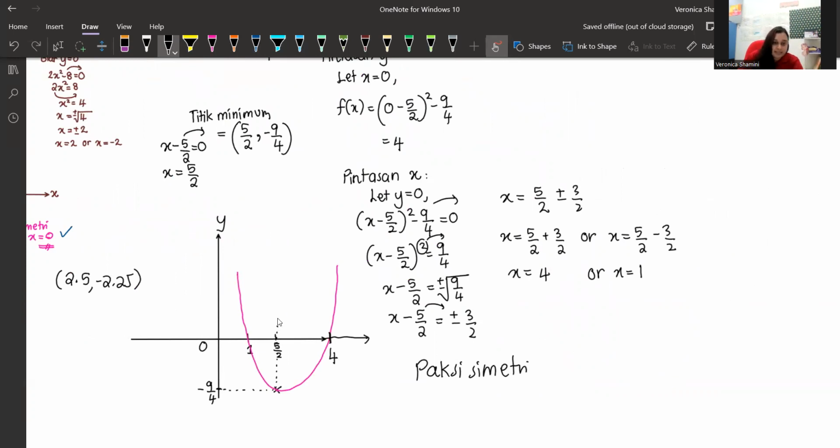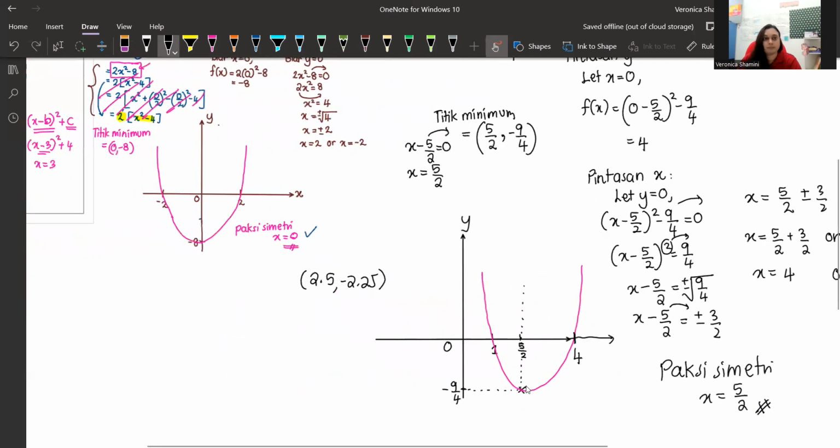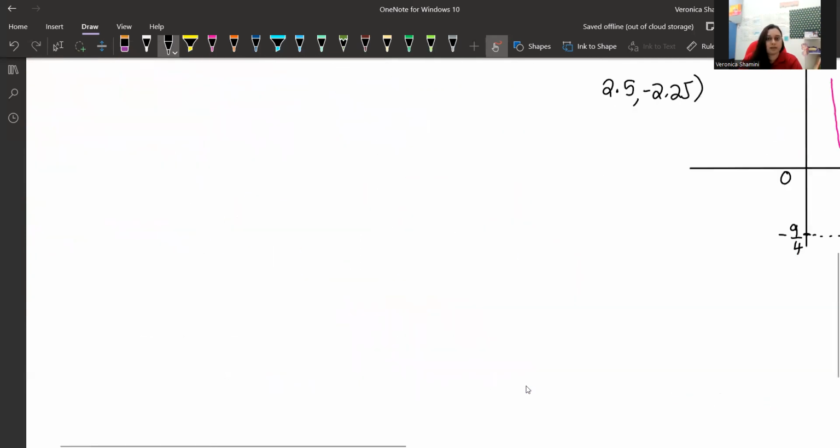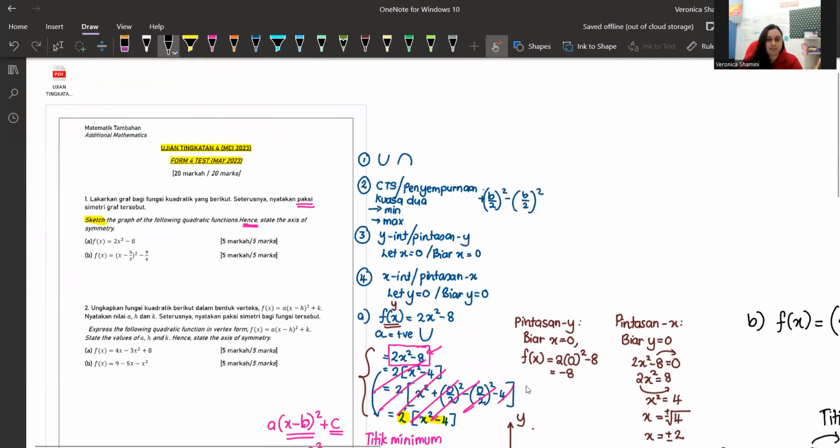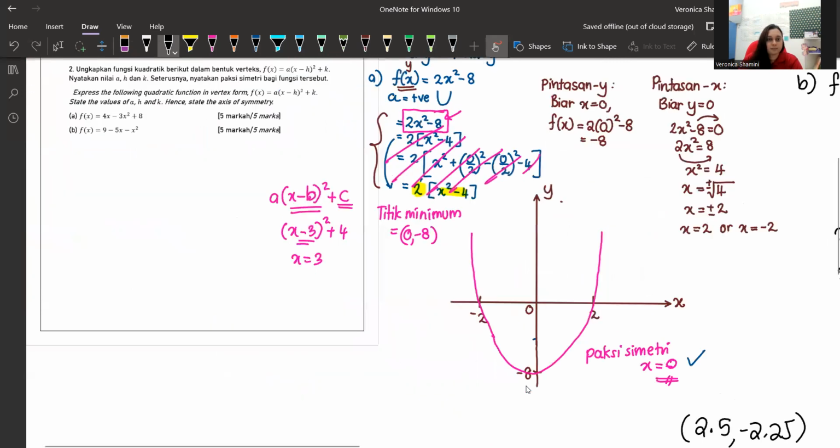So what is our x here? X is 5 per 2. So this gets your final 1 mark. Okay, then the last one. So you see, easy 10 marks. Okay, number 2.